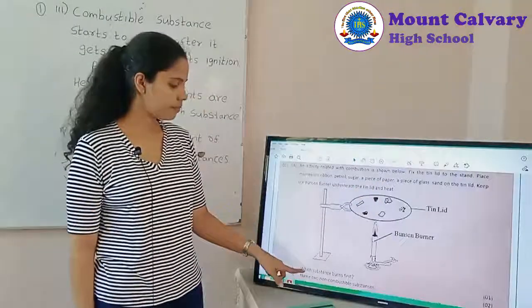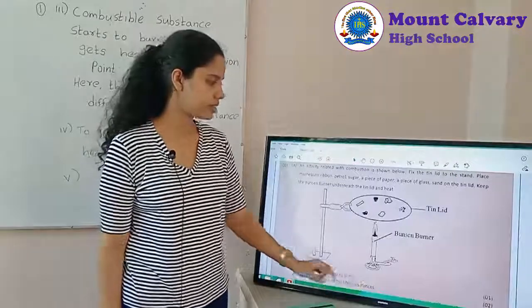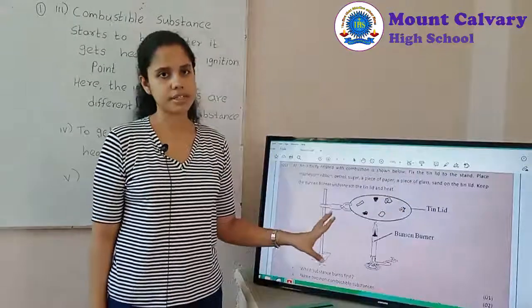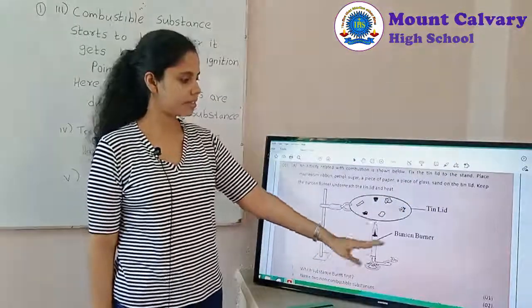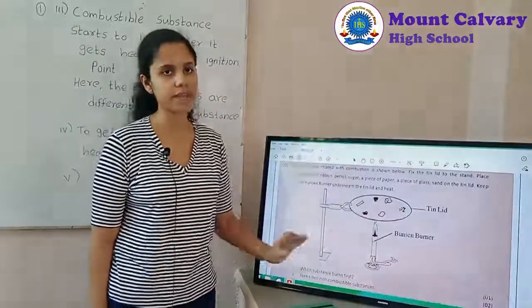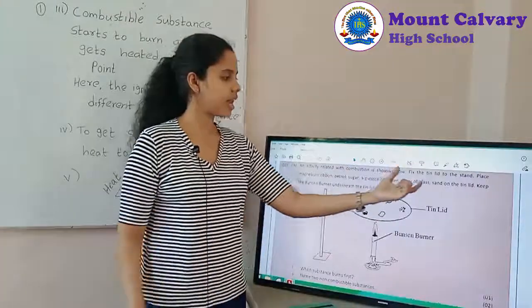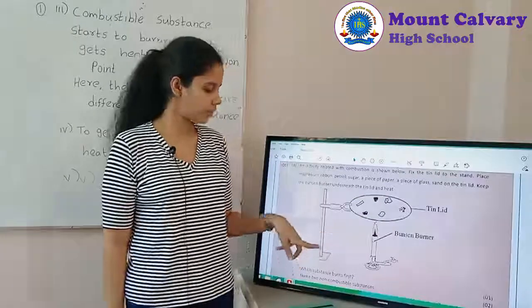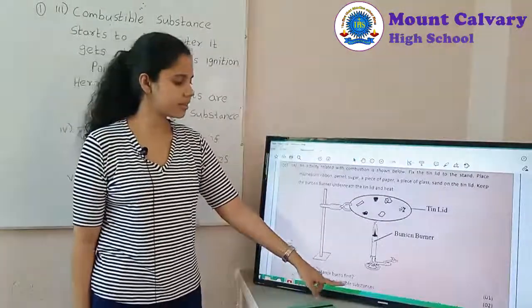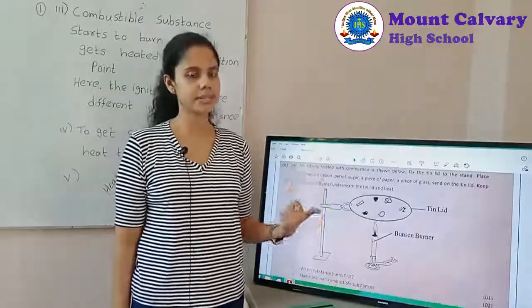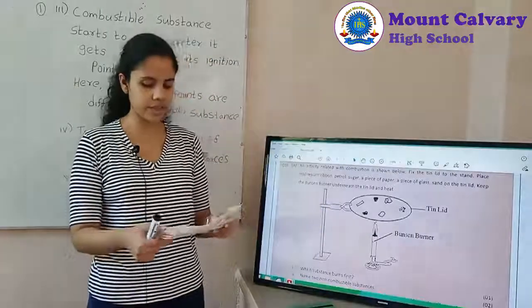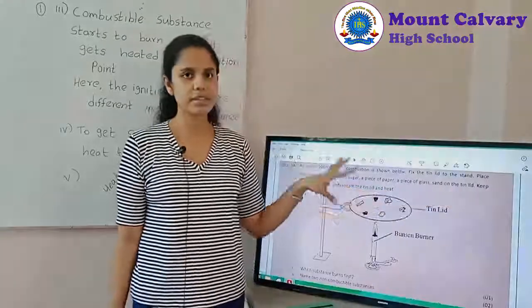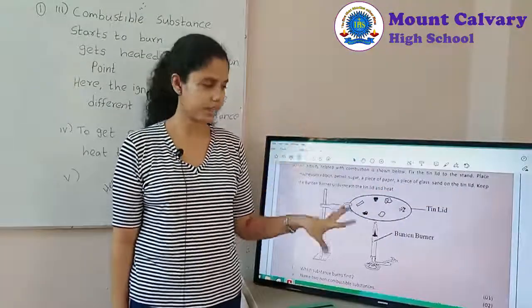Then, name 2 non-combustible substances. Here the piece of glass and sand won't burn. Even if you heat with the Bunsen burner for a long period of time, the piece of glass and the sand won't burn, right? So we call them non-combustible substances. What are the non-combustible substances here? The piece of glass and sand. That means they won't get burned.